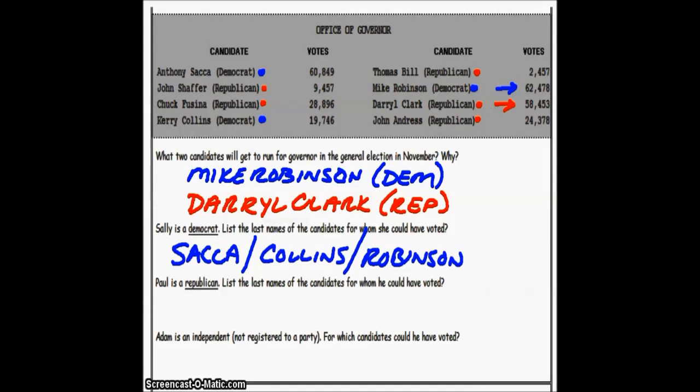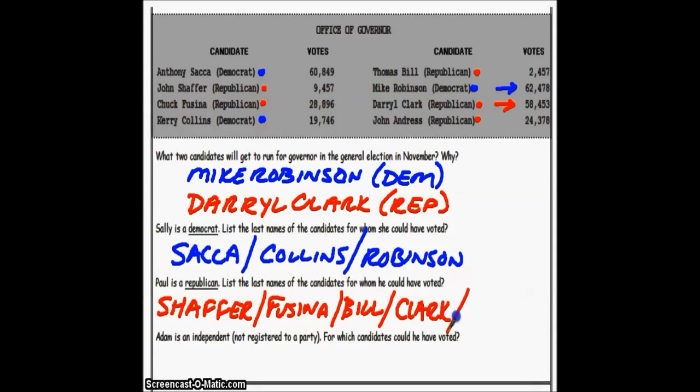Now the Republicans on the other side, Paul's a Republican, so who could he have voted for? You have Schaefer, and there are going to be 5 Republicans. You have Fusina, Bill, Clark, and Andrus. And so those are the only candidates for whom Paul could have voted because he's a Republican.